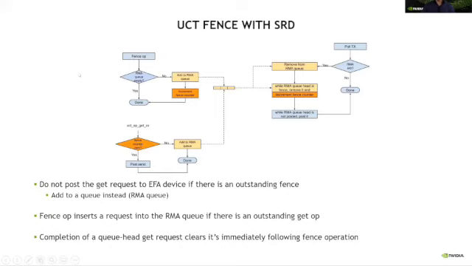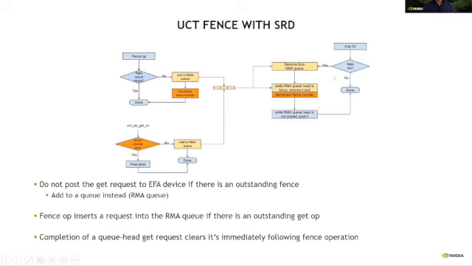On the other hand, every time a fence operation is issued, we check to see if we have any outstanding get operations in the RMA queue or not. If we don't have any outstanding get operations, fence becomes a no-op, because there's nothing that we need to worry about its ordering. But if we do have some outstanding get operation in the RMA queue, we will add an entry for the fence operation to the RMA queue.